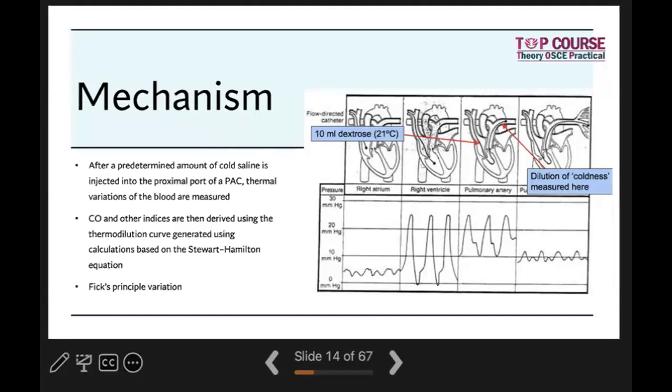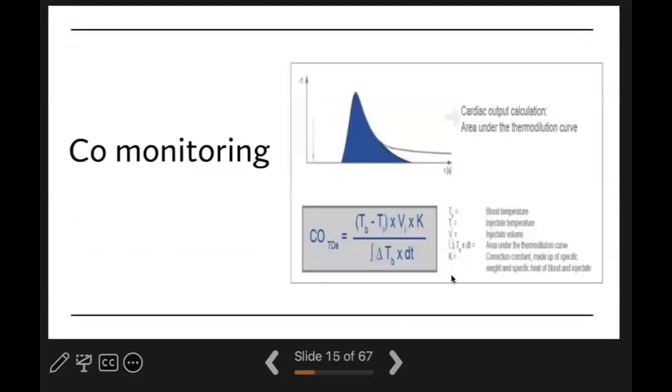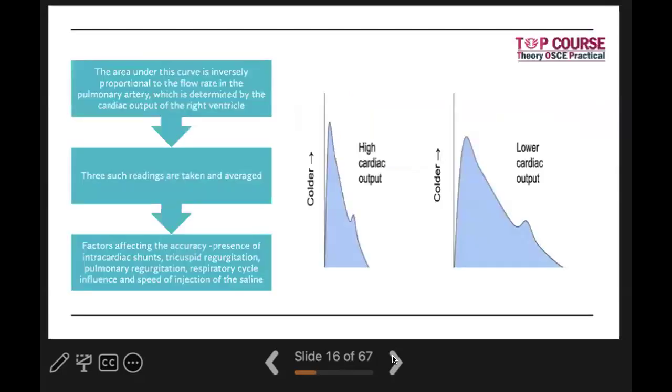Okay. So the cardiac output and other derived indices which we discussed before are derived from a modified version of the Fick principle called the Stewart-Hamilton equation. So this is the Stewart-Hamilton equation, where it detects the cardiac output by the thermal changes in the blood flow across the pulmonary circulation, using the modified Stewart-Hamilton equation.